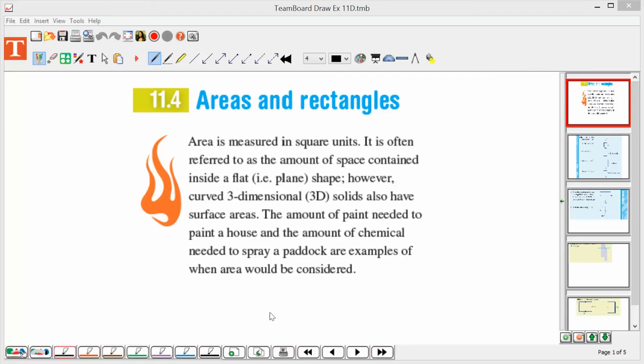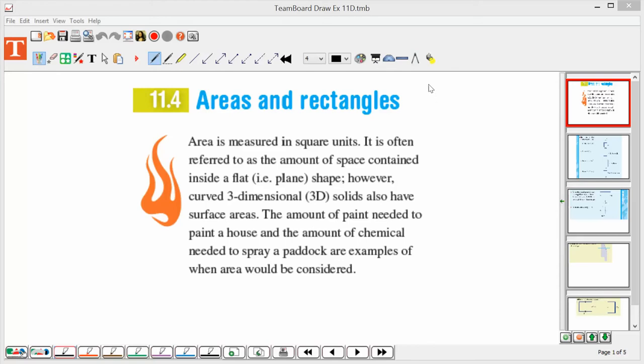G'day Year 7s, and here I am for my third video, and yeah, it's been three in a row actually, so I'm ripping through these. Yeah, I've got a very exciting life. Just sitting here of an evening doing math video tutorials. But anyway, it's for everyone's benefit, so let's get on with it.